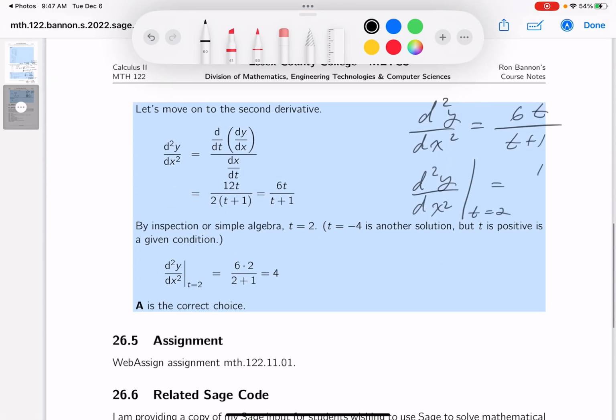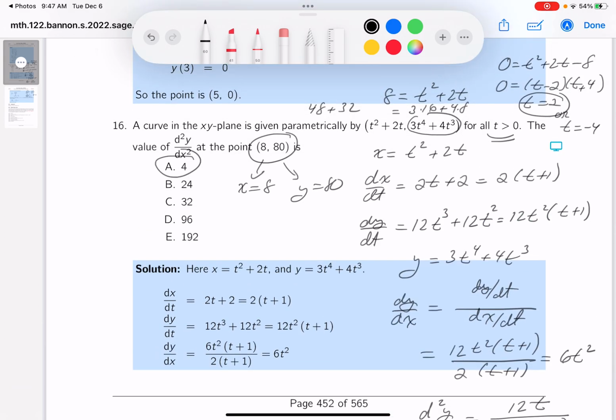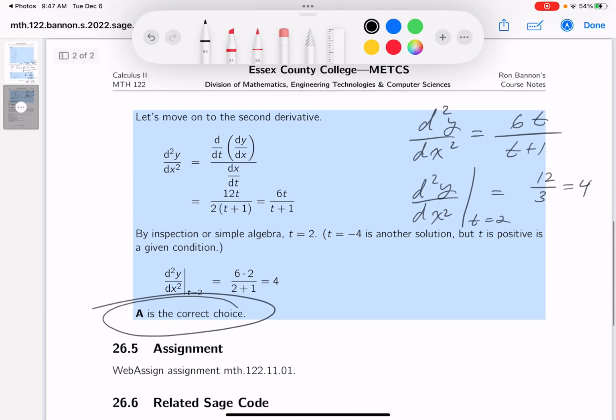What do you get over here? 12 over 3, since 2 plus 1 is 3. So the answer should be 4. Look at the key. Is that there for you? It's choice A. Correct choice is A. Thank you.